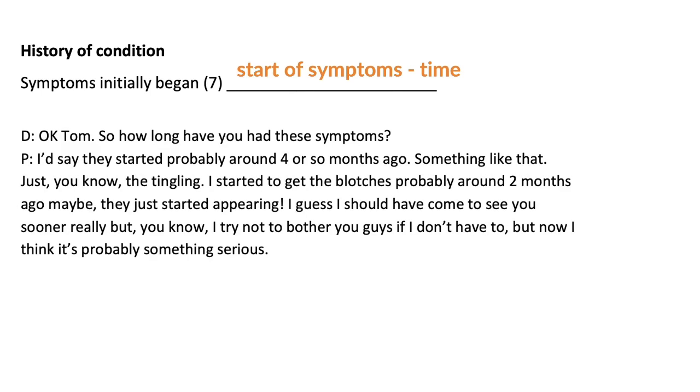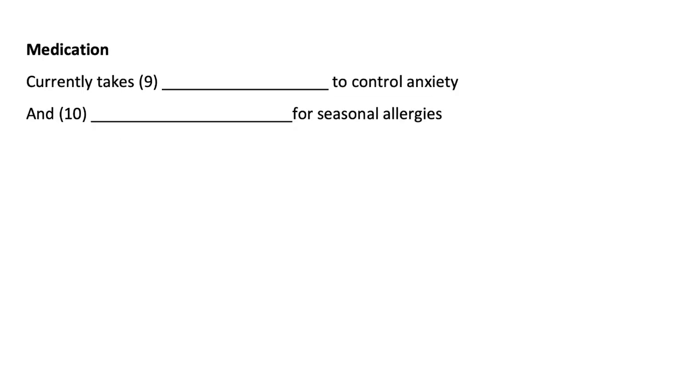Let's take a look at the audio transcript, and the patient says, "I'd say they started probably around 4 or so months ago." So our prediction was correct. It was a time or a start time for the symptoms, and that would be 4 months ago. The next heading says medication, so we already know before we even listen that they're going to be discussing medication. "Currently takes," well, if they're talking about something the patient takes, that is going to be the name of a medication. And another one here.